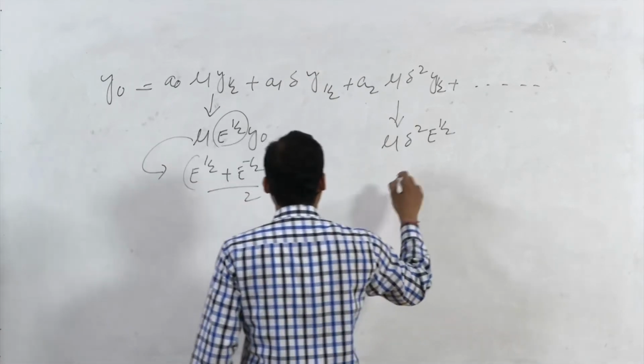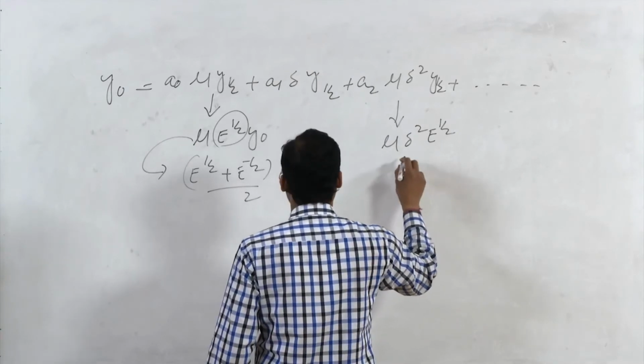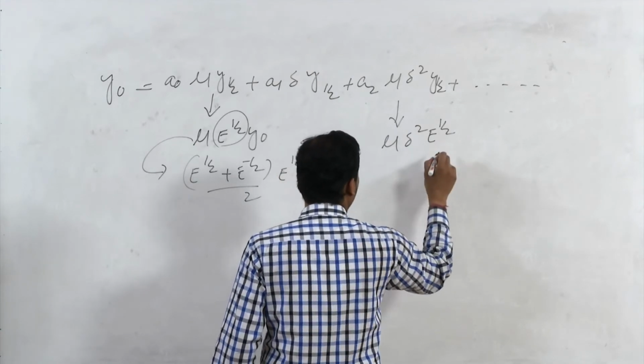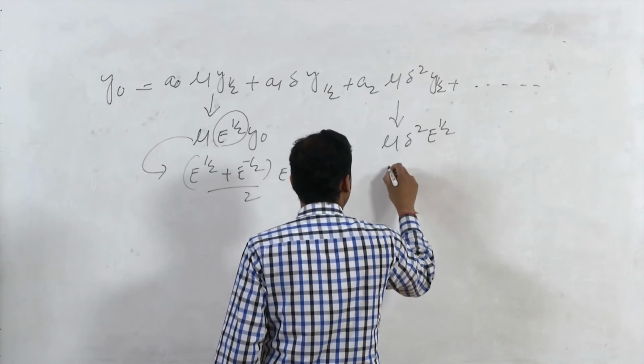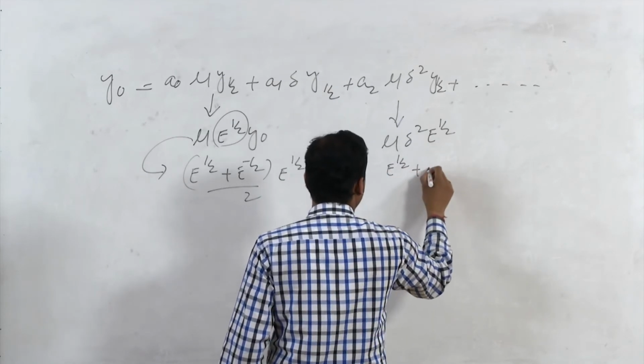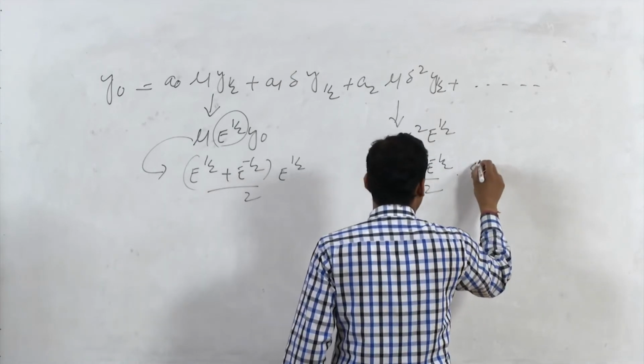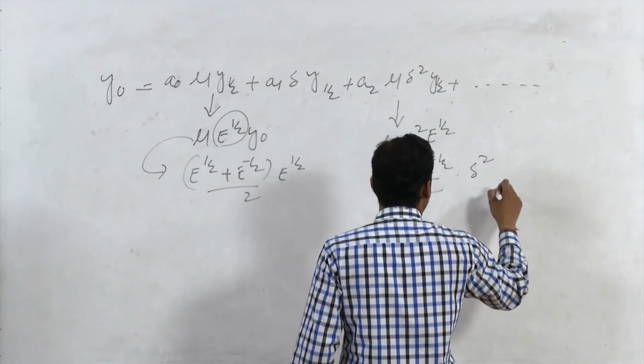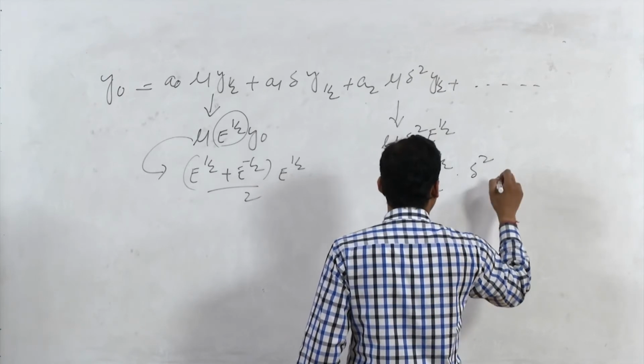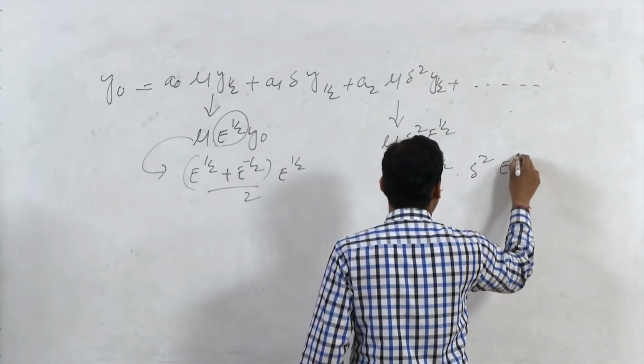Here also we can use the same thing, since we are using this operator on delta square e to the power half here. So, first we can write this as e to the power half plus e to the power minus half by 2 into your central difference operator delta square, then e to the power half here.